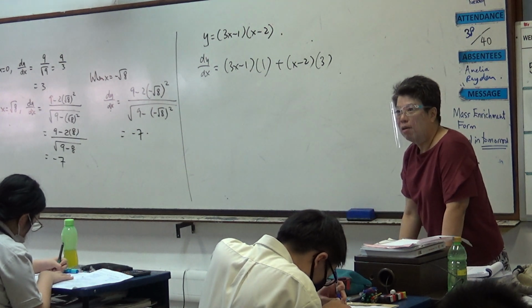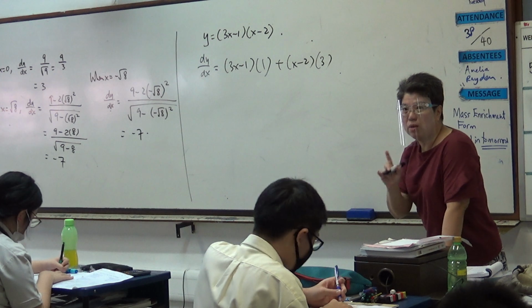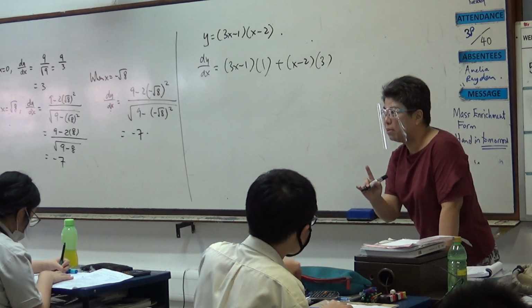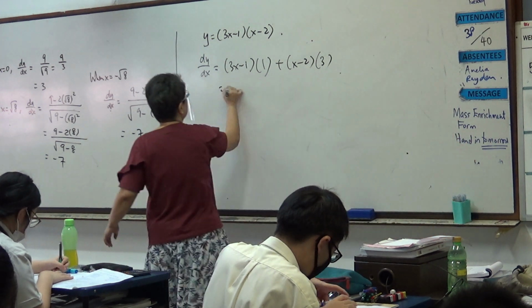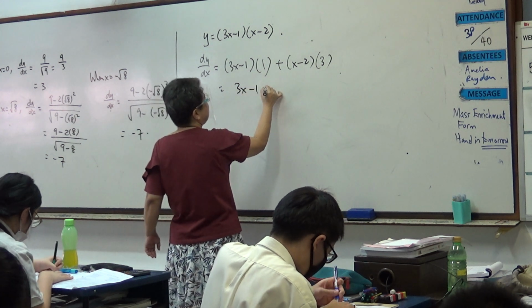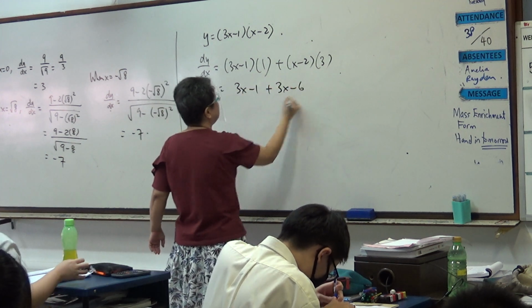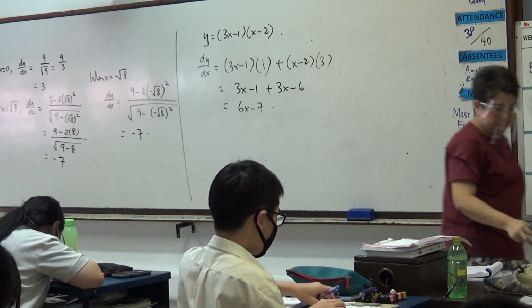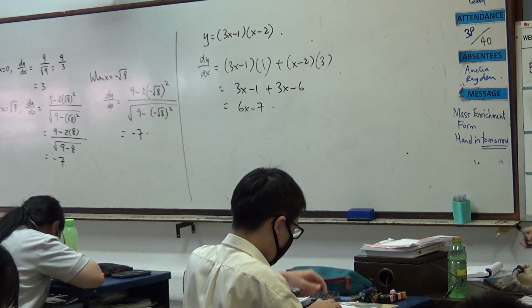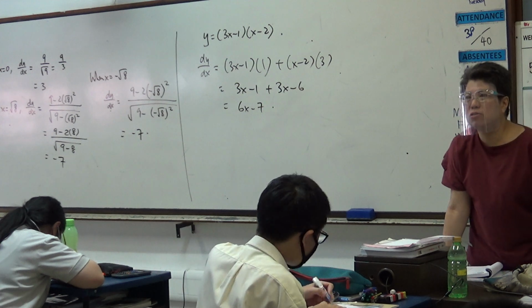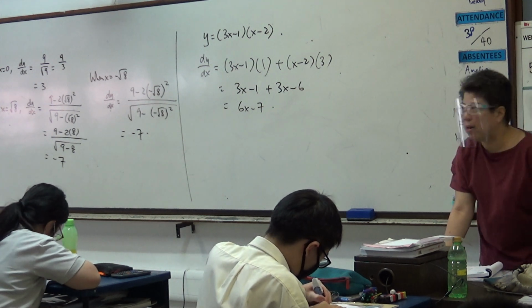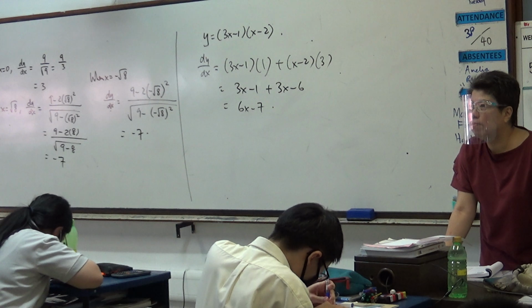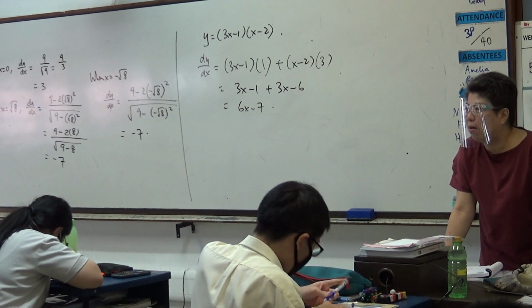If you get this kind of question in exam, it's a gift from heaven, do you understand? It's a gift from heaven. So this is 3x minus 1 plus 3x minus 6. So it's 6x minus 7, am I right? Correct now? My dy/dx is 6x minus 7. Everybody okay here?